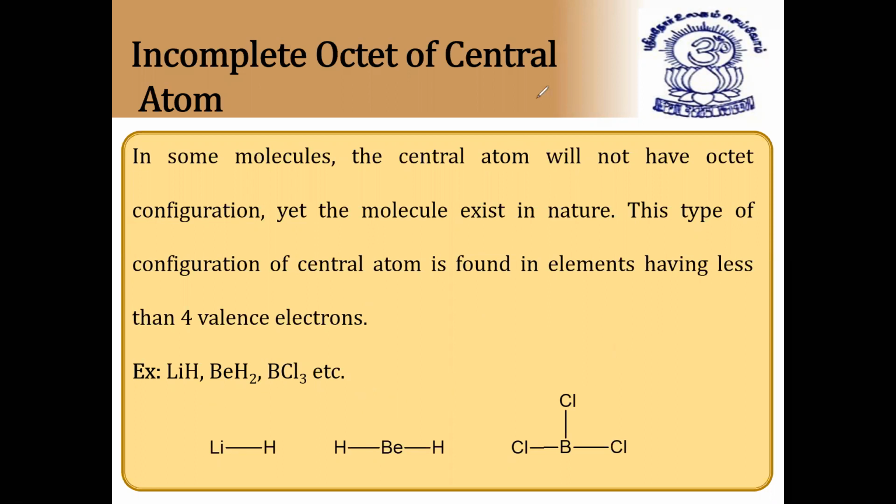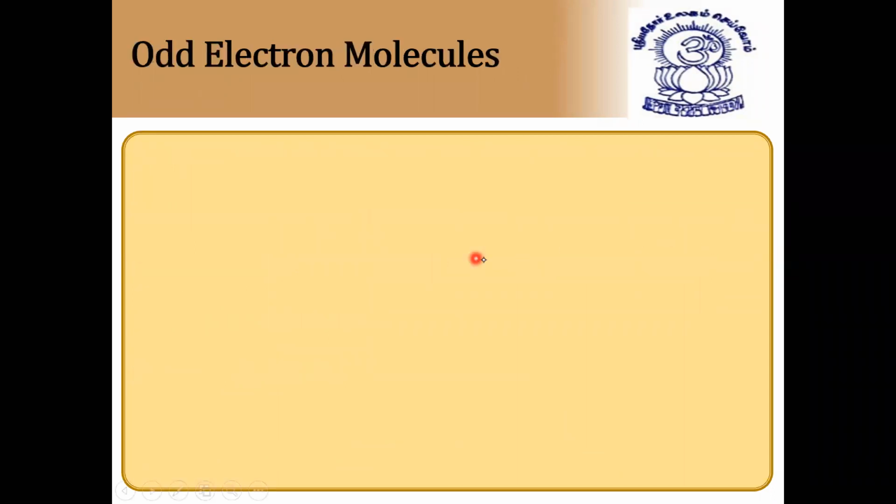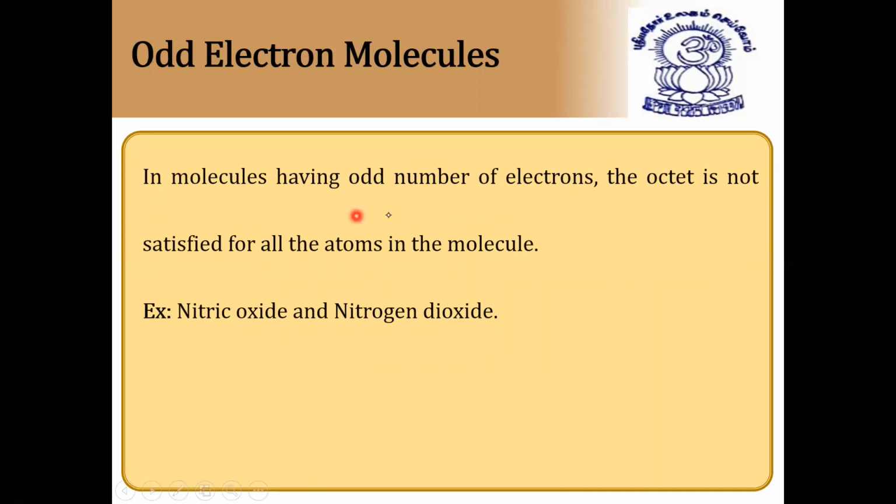So some of them are having incomplete octets, yet they are stable. First exception, I hope it is clear. Second exception: odd electron molecules. In molecules having an odd number of electrons, odd number meaning 1, 3, 5, and so on, the octet is not satisfied for all the atoms in the molecule. Examples: nitric oxide and nitrogen dioxide are odd electron molecules.